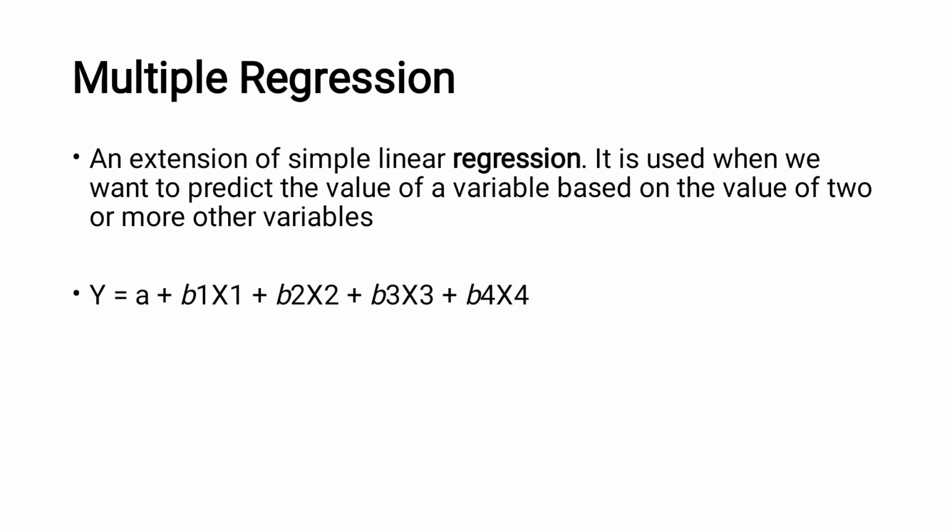Multiple regression is the extension of simple linear regression. In multiple regression we are going to find the prediction of a variable using two or more variables, as shown in the equation: Y is equal to a plus b1 x1 plus b2 x2. One is the dependent and the other is the independent, but when there are two or more independent variables, they should be calculated or analyzed through multiple regression.